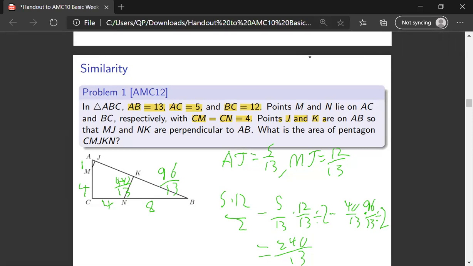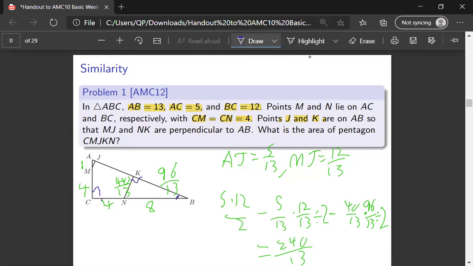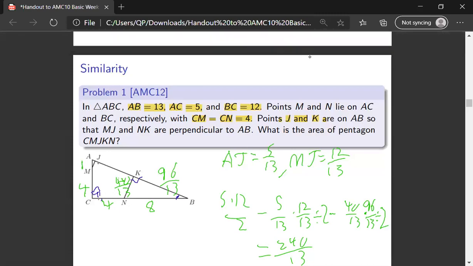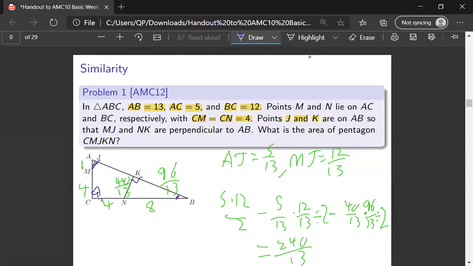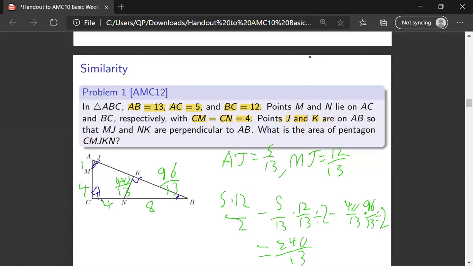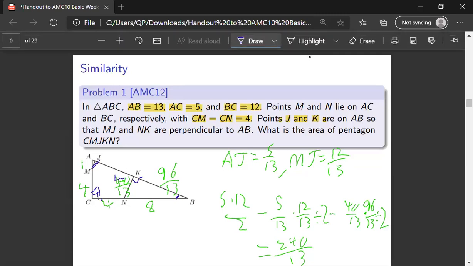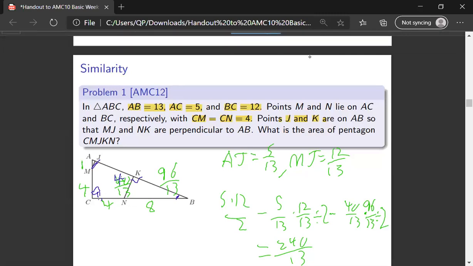And so you also know that BKN is similar to ACB, and that's because they share this angle, and both of them are right triangles, so you can use AA similarity. And you can do the same thing for AJM and ACB, because they share angle A, and they're both right triangles. And so NK is 40 over 13, and BK is 96 over 13. And you have that AJ is 5 over 13 and MJ is 12 over 13.